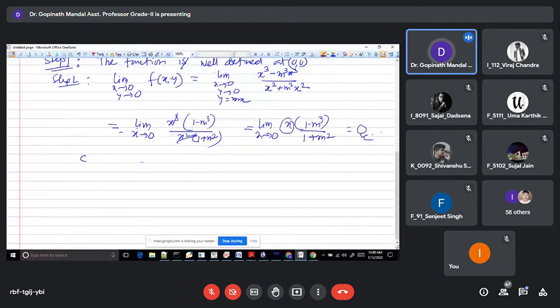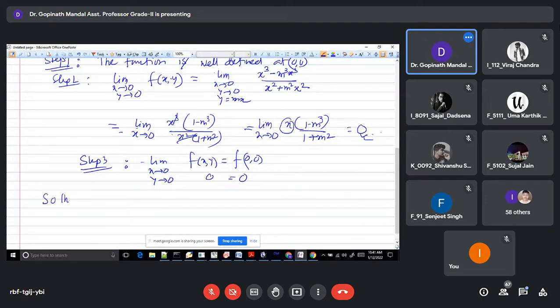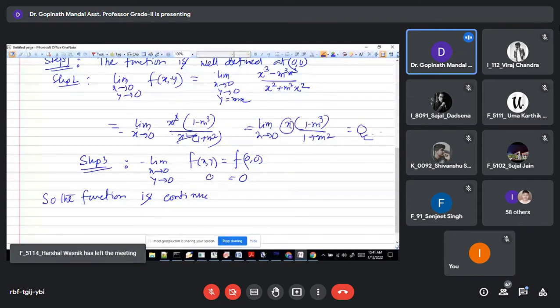And step 3, the limit value as x tends to 0, y tends to 0 of f(x,y) is equal to the functional value at (0,0), because both are equal to 0. So the function is continuous at the origin (0,0).